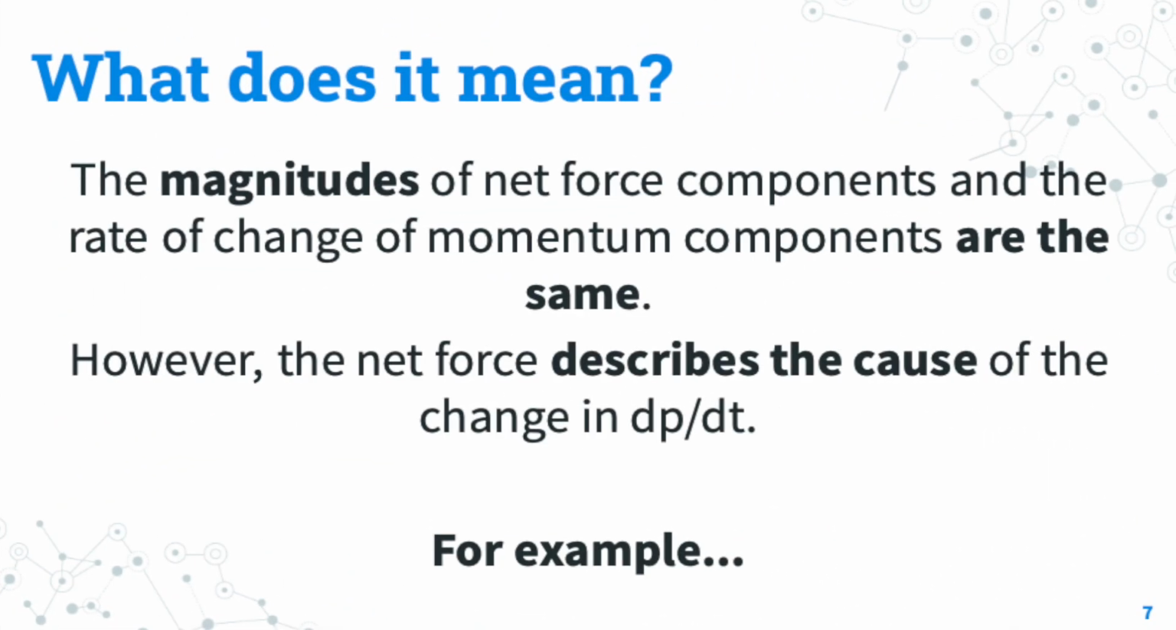Finally, this lab also asks the differences between the net force components and the rate of change of momentum components. While the magnitudes of each of these corresponding components are the same, these quantities do mean different things. For example, the net force in the parallel direction describes the net force as parallel to the motion. However, the rate of the change of momentum describes the change in magnitude of the speed of the object.